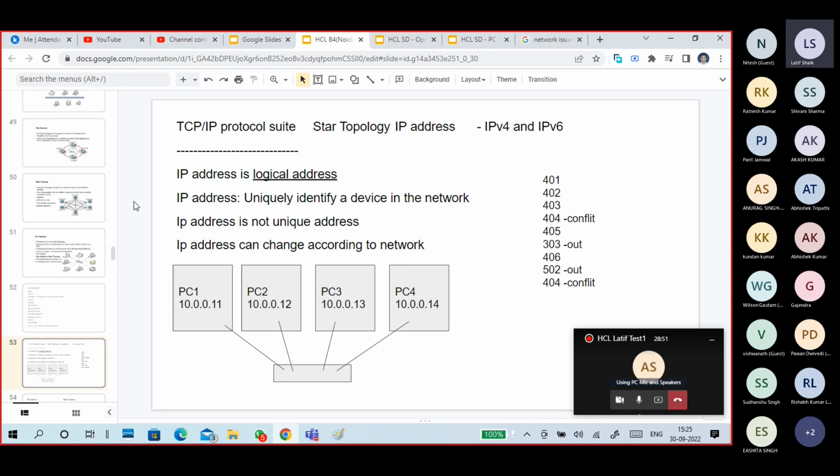IP address is a logical address. MAC address is a physical address. Why logical address? It depends upon your network. You have a network with 10 computers, so you use one kind of IP address. In another network, they use a different kind of IP address. So depending upon your network, you should use the appropriate class of IP address. Using IP addresses, we can also create logical networks. It is logical networking.